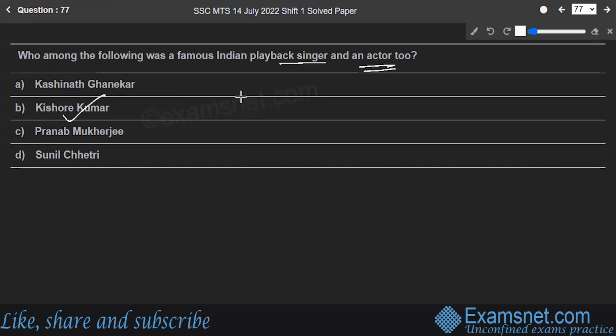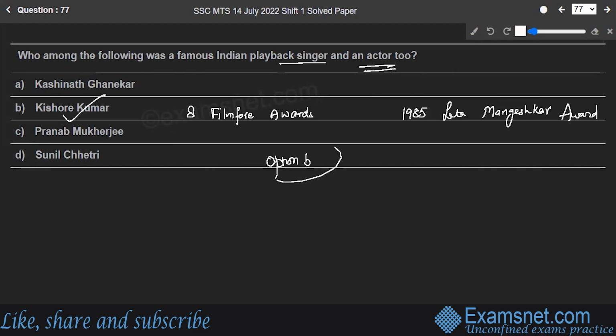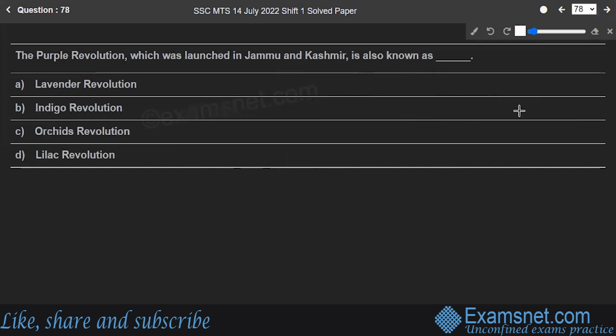He won 8 Filmfare Awards for best male playback singer and held the record for winning the maximum number of Filmfare Awards in that category. The Madhya Pradesh government presented him with the Lata Mangeshkar Award in 1985. So option B, Kishore Kumar, is the correct answer to the question. Hope you are clear. Next is question number 78.